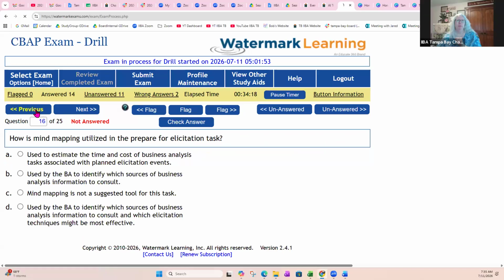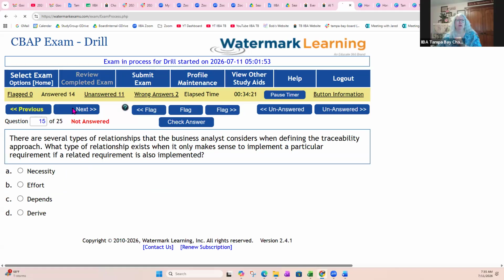Okay. Whoa, I skipped one there. Okay, number 15. There are several types of relationships that business analysts consider when defining the traceability approach. So traceability is our key. What type of relationship exists when it only makes sense to implement a particular requirement if a related requirement is also implemented? We want the name of the relationship.